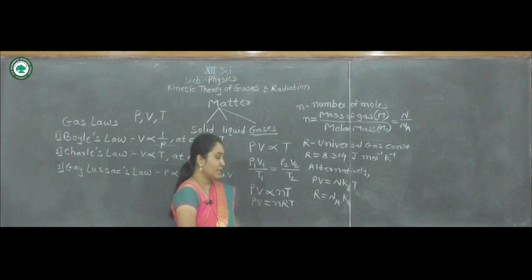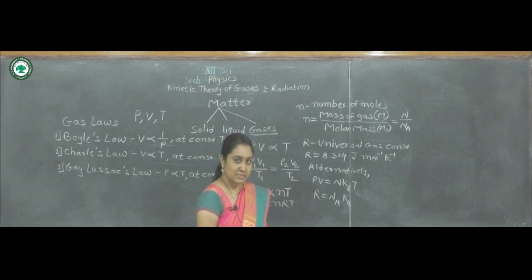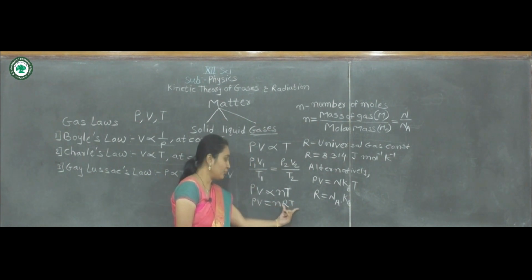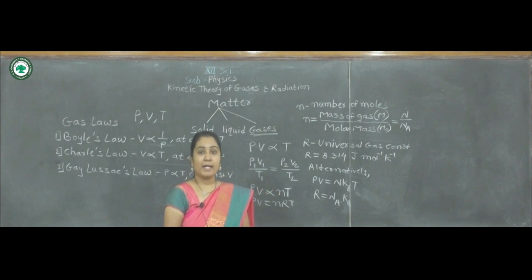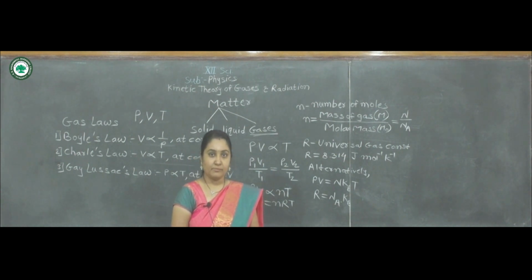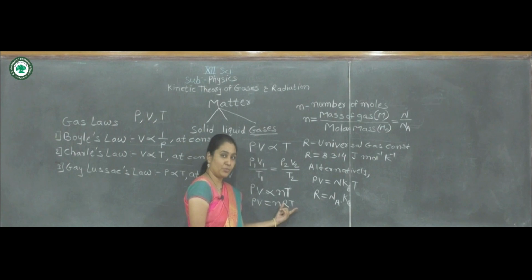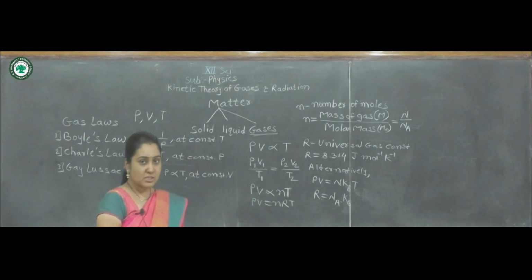Now any gas which obeys the equation of state PV is equal to nRT is called an ideal gas. It means if a gas obeys the equation PV is equal to nRT, then it is an ideal gas. So this is about some basics related to the chapter.